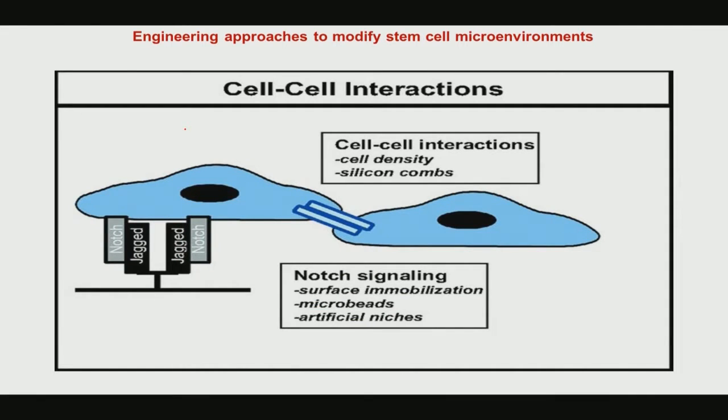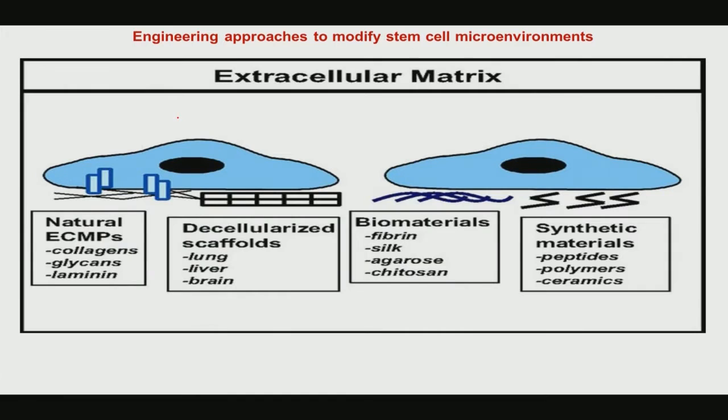So, taking the first one, that is extracellular matrix. This is one of the examples. Now, you can use different scaffolds and different synthetic materials as well. Some of the decellularized scaffolds have been mentioned. Decellularized means the scaffolds where cells have been extracted and separated away, and these scaffolds can be used for guiding stem cells, like lung, liver or brain. And you can have natural ones like collagens, glycans and laminins as a coating on the substrate itself.